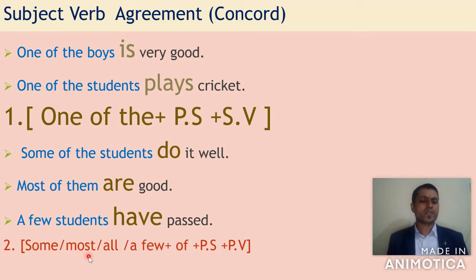Some of, most of, all of, a few of. It means what? Some of, most of, all of, a few of, plus what? Plural subject. Plural subject is a plural noun or plural pronoun. You see, plural subject always agrees with what? Plural verb, right? You see the plural verb do, plural verb are, and plural verb have. So keep in mind these example sentences and this formula or structure for your convenience. Remember this. Now let's go to the next one.